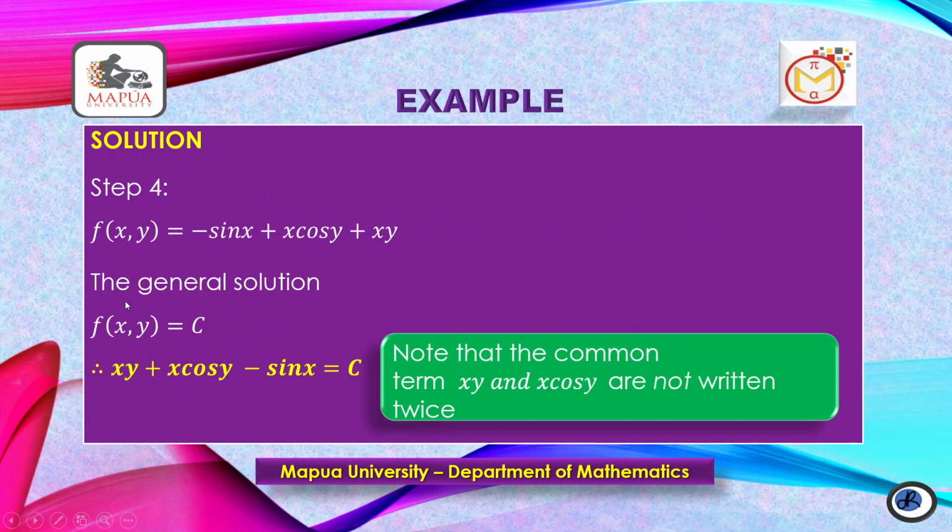And then the next step is that we have to merge the two functions, the left side and the right side, the M and N. We follow that the function f of x,y is now equal to negative sine x plus x cosine y plus xy. And again, this time, the xy and x cosine y should not be written twice, so we only write them once. Therefore, since our general solution is f of x,y equal to c, our solution for that differential equation is xy plus x cosine y minus sine x, and this is equal to c.